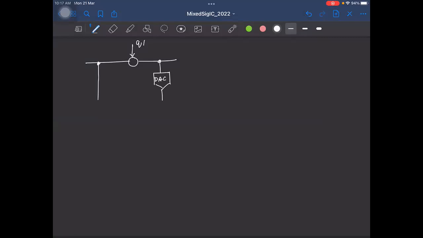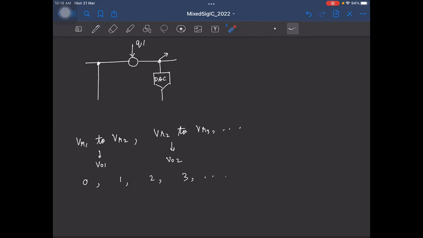The output here will be some kind of a digital code, right? So it will be some 0, 1, 2, 3, and so on. What we want is an equivalent analog voltage representation of these codes. Because if you remember, the quantizer is supposed to see if the input is lying between some reference levels, say VR1 to VR2, say VR2 to VR3, and so on. If it is in this range, it is supposed to assign an analog voltage, say VO1. Here it will assign some voltage VO2 and so on. And this voltage is what we represent as the digital code, right? So this is essentially code 0. This is code 1, and so on.